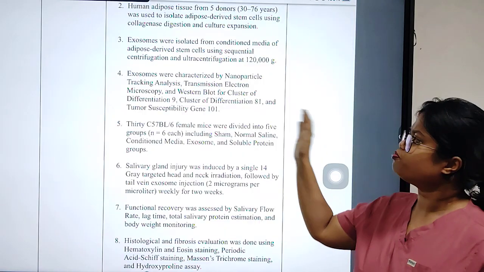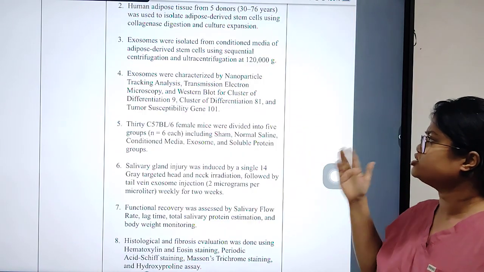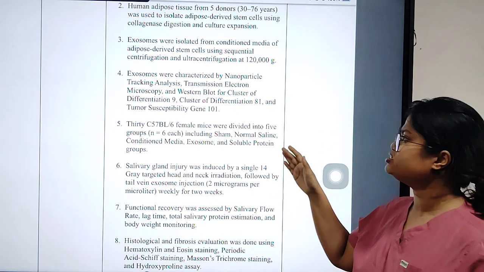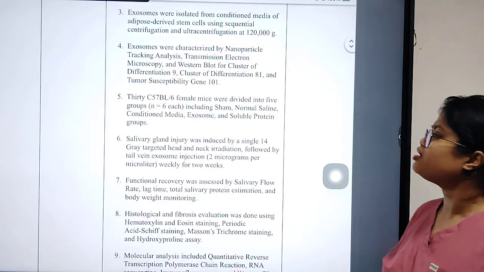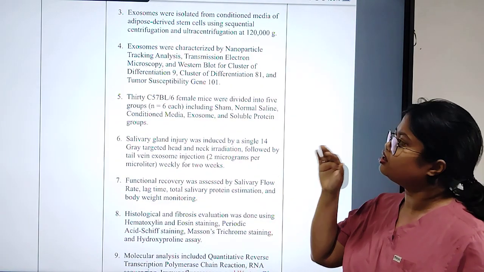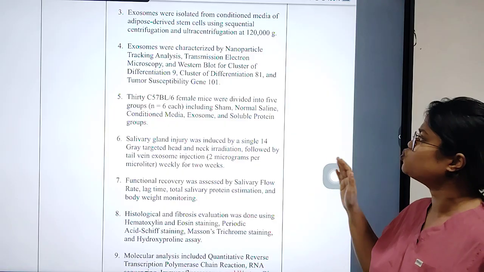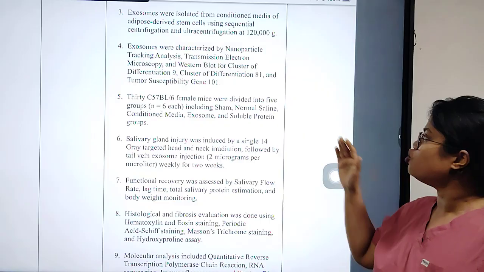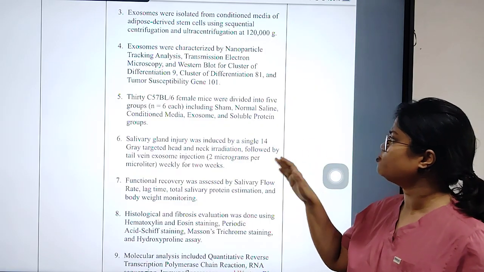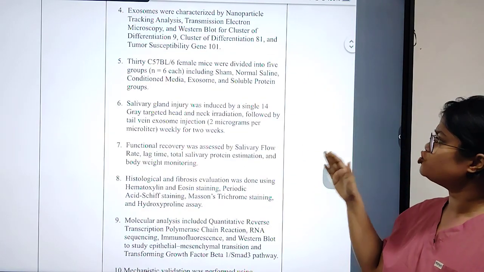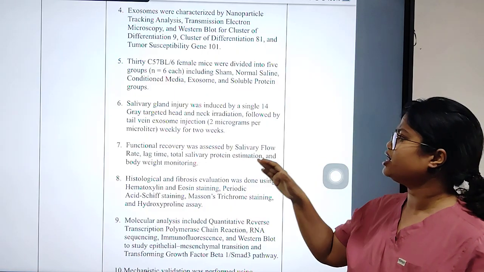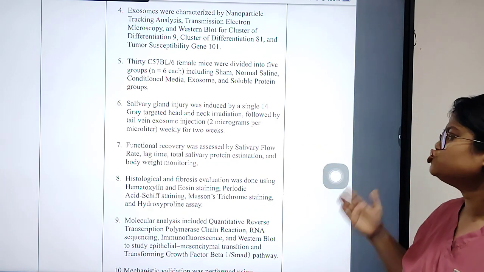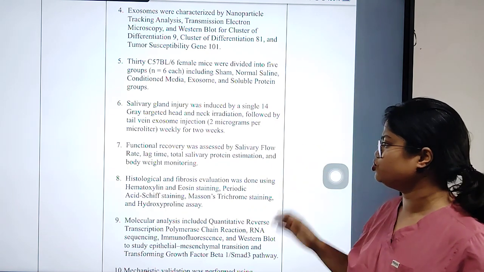Exosomes were characterized by nanoparticle tracking analysis, TEM, and Western blot for CD9, CD84 and tumor susceptibility gene 101. In the animal model, 30 C57BL/6 female mice were divided into 5 groups of 6 each, including sham group, normal saline group, conditioned media group, exosome and soluble protein groups. Salivary gland injury was induced by a single 14 Gy targeted head and neck irradiation, followed by tail vein exosome injection, 2 micrograms per microliter weekly for 2 weeks.